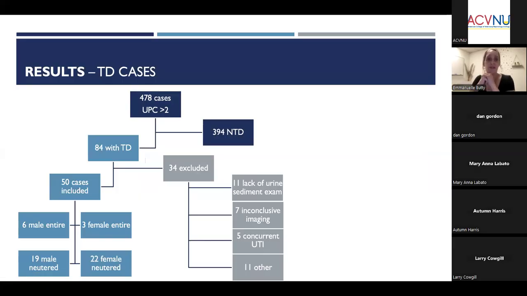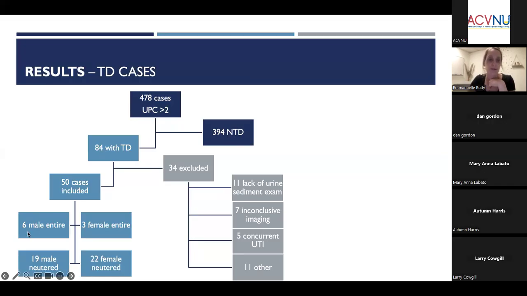But jumping into the results. If we look first at the thrombotic disease cases, all the cases that they pulled up from their database that had a UPC above 2, they ended up with 478 cases, and they had to rule out all of those that had no thrombotic disease. And so they ended up with 84 at first, but 34 of them had to be excluded. They're describing the main reasons why. Generally, it was because of a lack of urine sediment exam or an inconclusive imaging, or a concurrent UTI. So that made them end up with 50 cases.